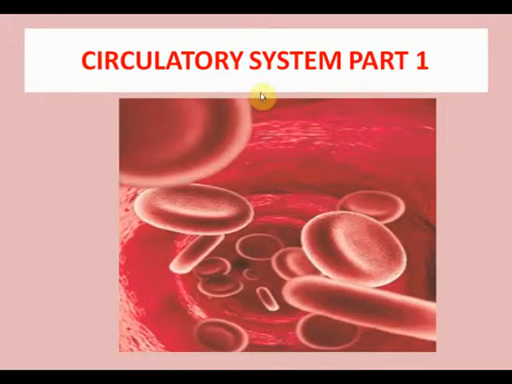So, what is circulatory system? As the name denotes, circulation of something. So, it is the movement of body fluid inside the body of animals so as to transport materials from the region of formation to the region of utilization or disposal.